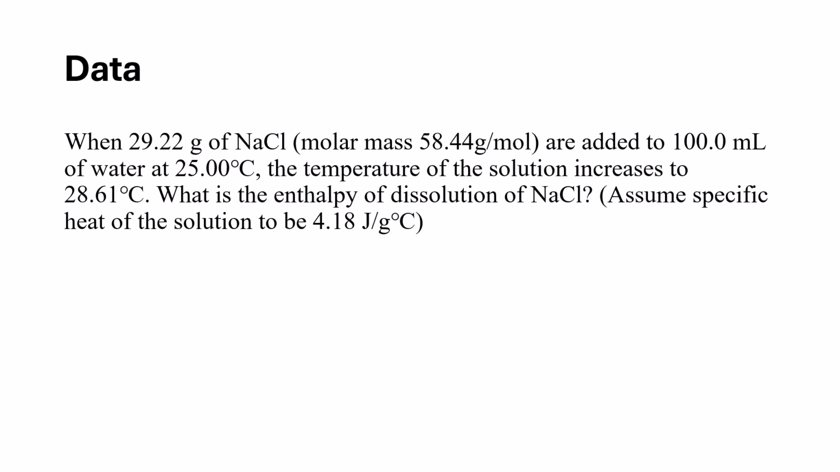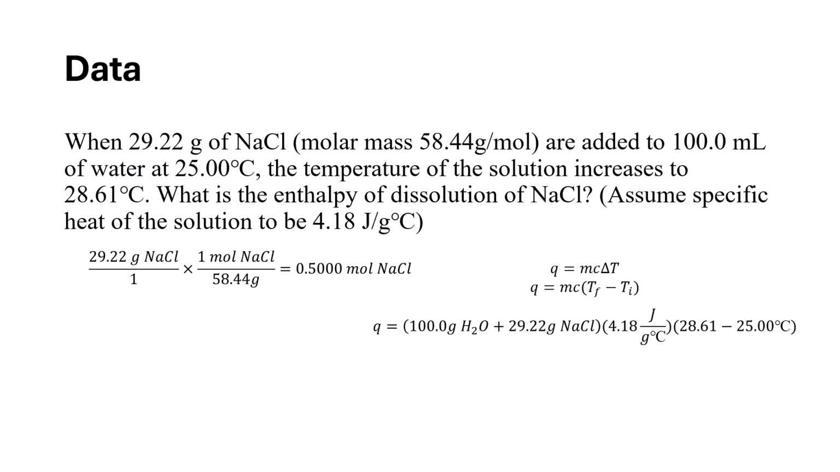First, consider the number of moles of NaCl being added. 29.22 grams divided by 58.44 grams per mole gives us 0.5 moles of NaCl. Now we must consider the energy change of the surroundings, or the solution. This is given to us by energy equals the mass of the solution times the specific heat of the solution times the change in temperature of the solution.